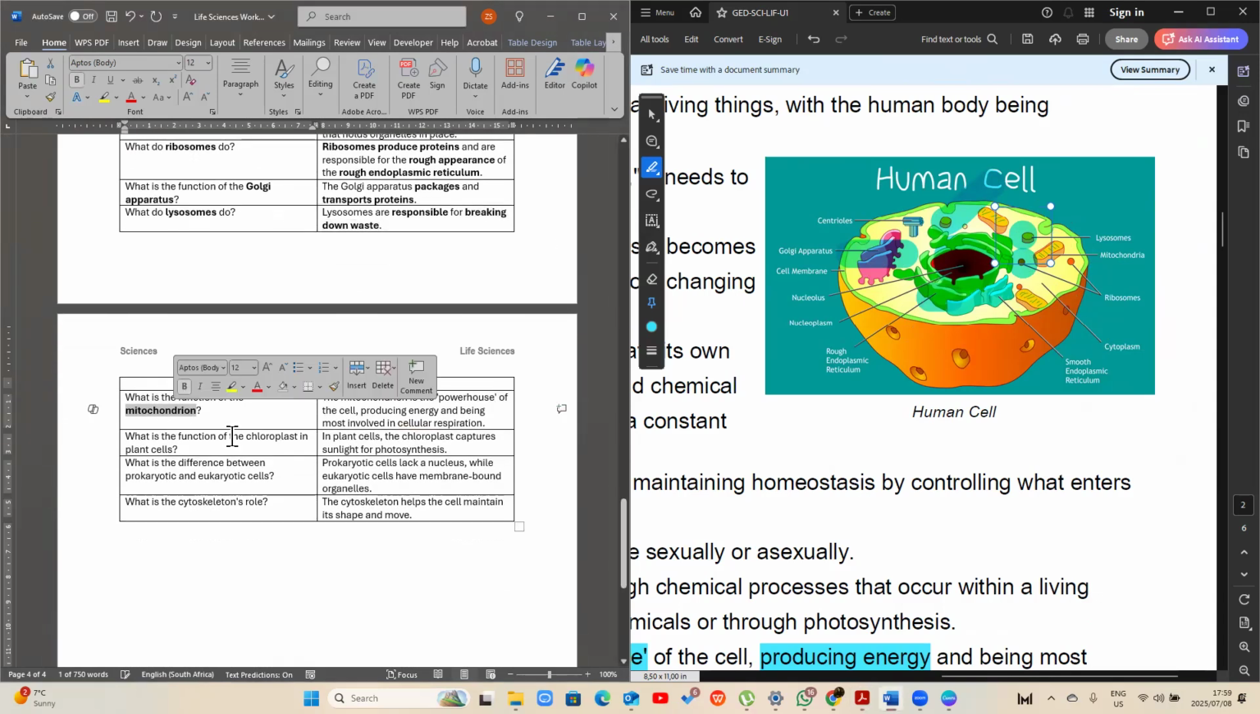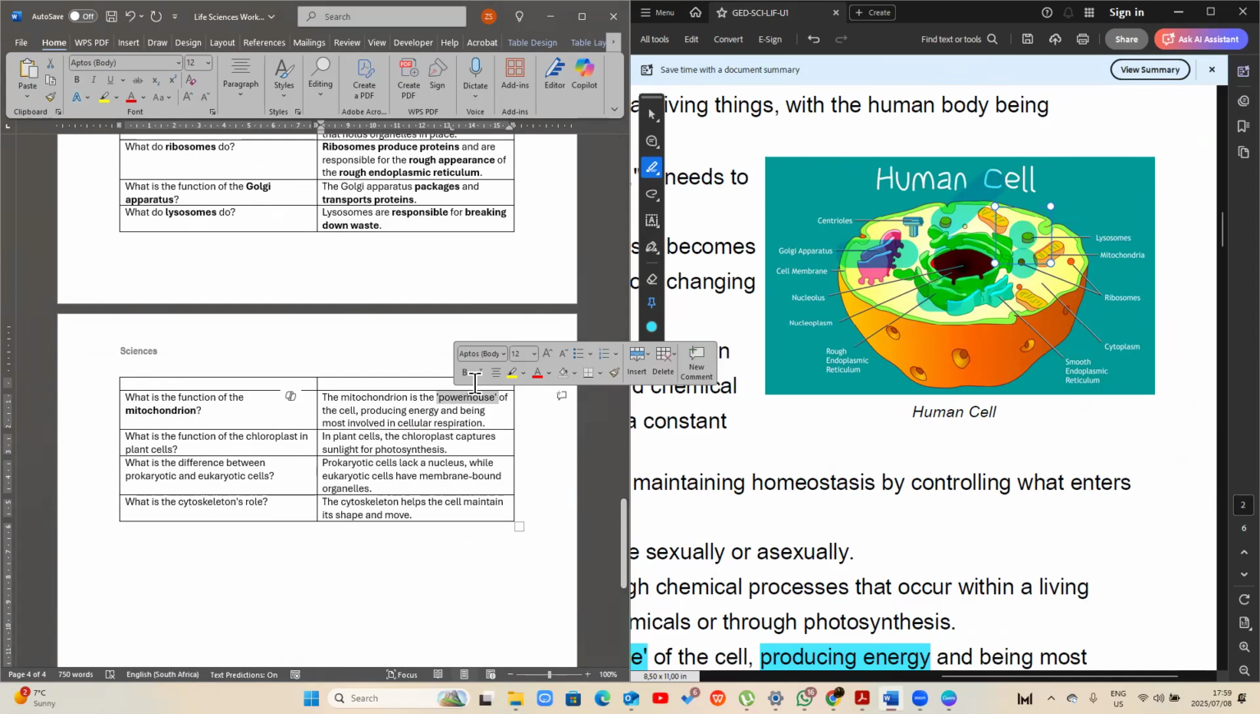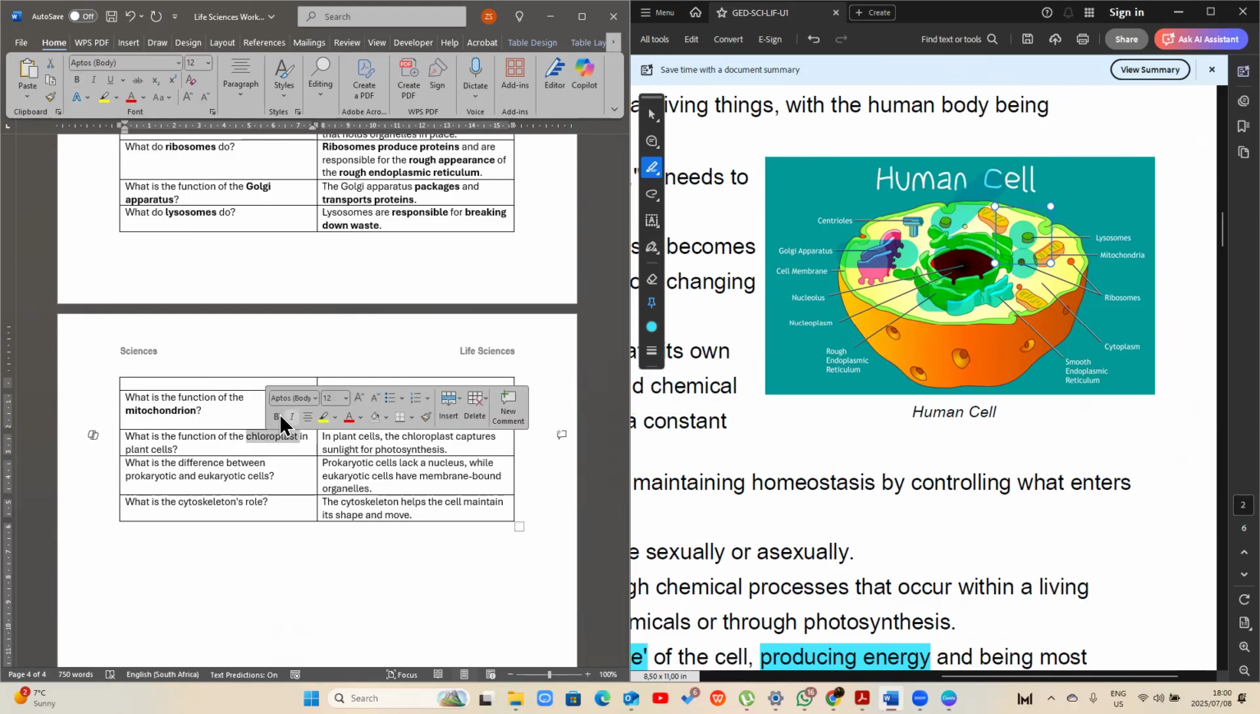Getting back to the mitochondrion, it is known as the powerhouse of the cell, and it is used to produce the energy of the cell, and is the most involved in cellular respiration. We also have to know what the function of the chloroplast in the plant cell is, and very important, the chloroplast is the green that takes in all of the sunlight that will allow photosynthesis to take place.